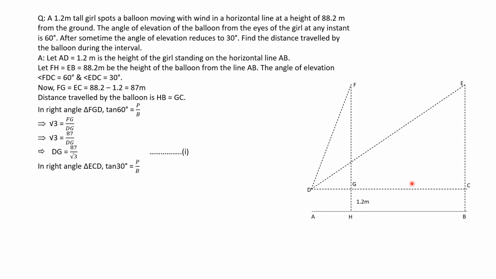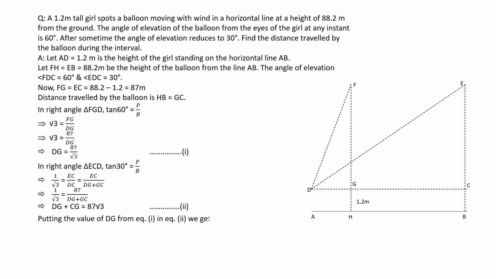In right angle triangle EDC, tan 30 equals P by B, or we can write 1 by root 3 equals EC by DC. What is DC? DC is nothing but DG plus CG. So EC by DG plus CG. Now by putting the values, we get 1 by root 3 equals 87 by DG plus CG, or DG plus CG equals 87 root 3. Then this is the second equation.